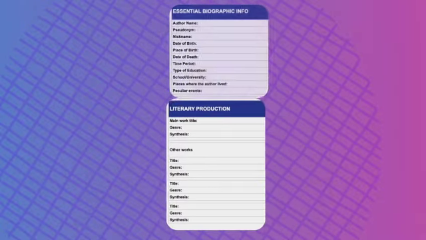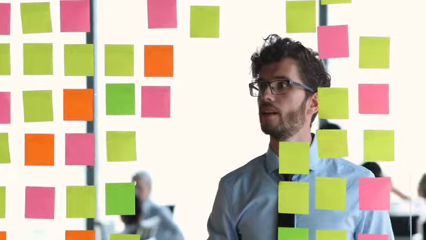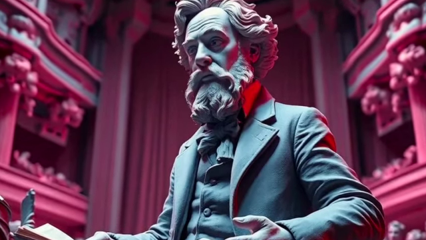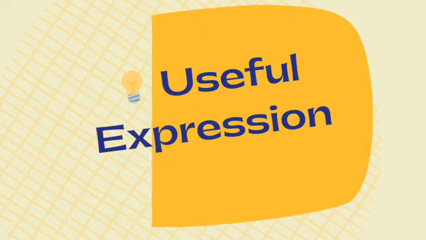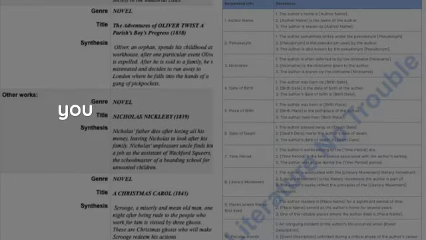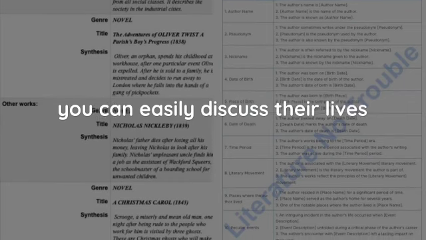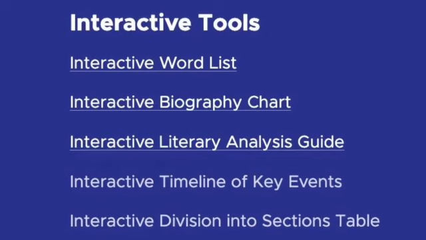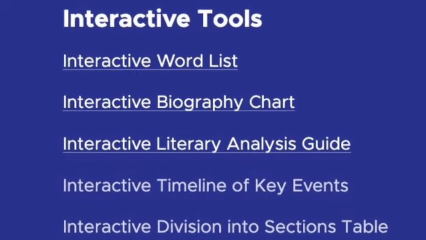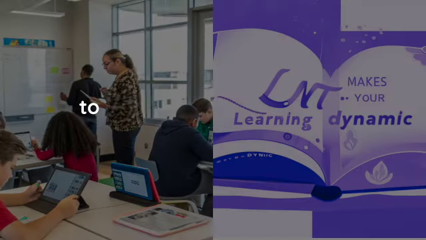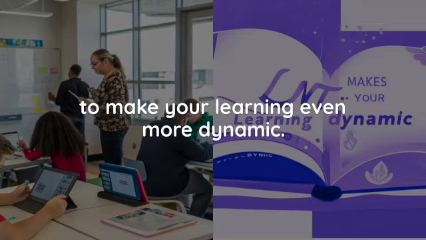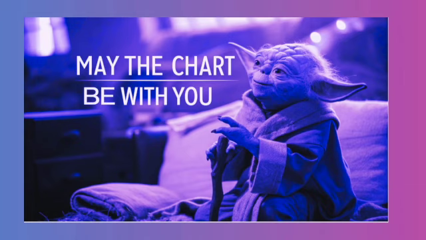The L&T Interactive Biography Chart is a powerful way to organize and present information about authors like Charles Dickens. By using the input phrases and structuring your chart effectively, you can easily discuss their lives and works with confidence. Don't forget to explore the interactive tools available on Literature No Trouble to make your learning even more dynamic. And remember, lovely learners, the next time you're diving into an author's life, let the chart be with you.